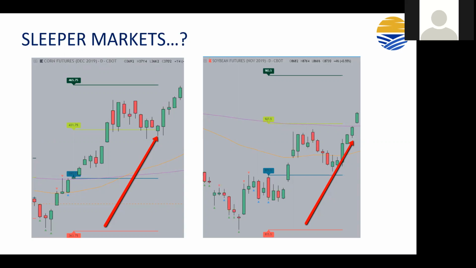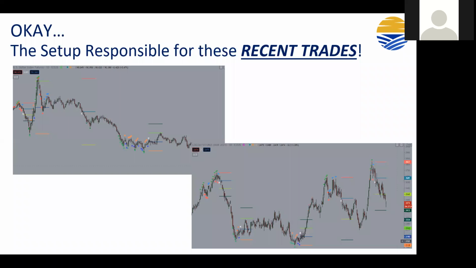Now, who here is ready to see the setup responsible for what I just showed you, as well as these very recent trades? You can see the US dollar index over here on the left and cocoa futures over here on the right. Who here is ready to see the setup? Nice, easy, clean swing setups with precise entry and exit parameters. All right, absolutely. Let's get to it.